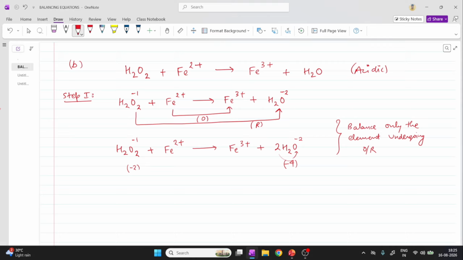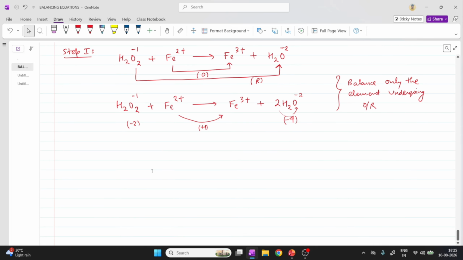And Fe is increasing from +2 to +3. So this change is only 1 unit, +1. Why are we doing this? Because we have to cross multiply. So now this 1 has to be multiplied by H2O2 and 2 has to be multiplied by Fe. Let us see how. So after this, just cross multiply.